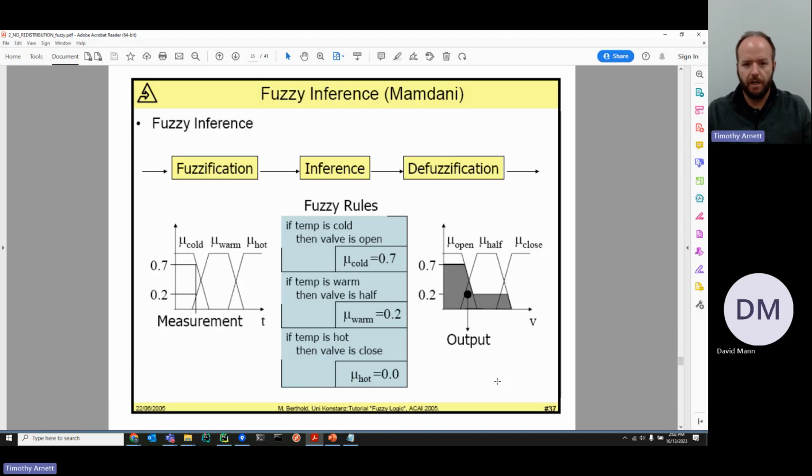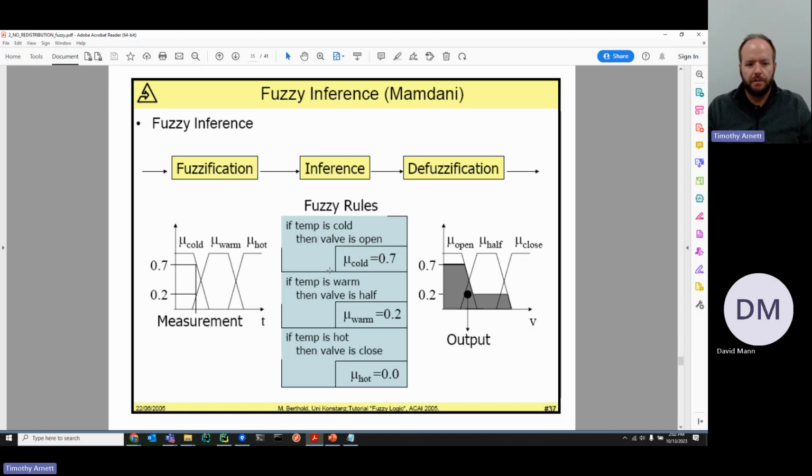There's a number of different ways to resolve that output distribution into a singular value. Most commonly, it is some form of a centroid or center of area or center of gravity calculation, which is a weighted average representation of the contributions of each of those individual pieces in that distribution.